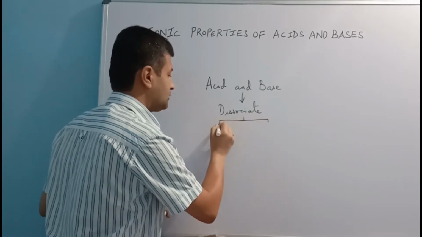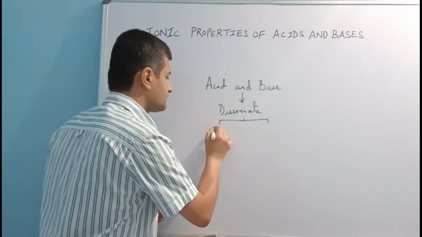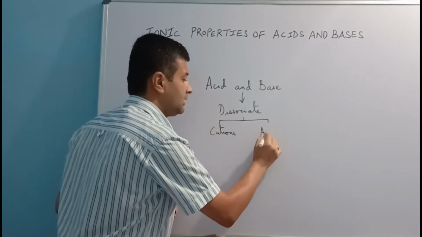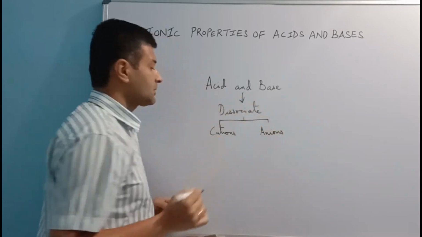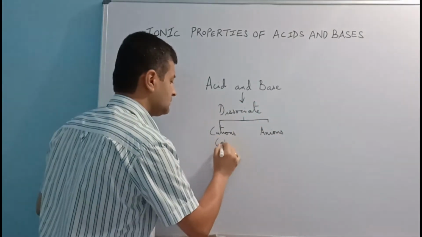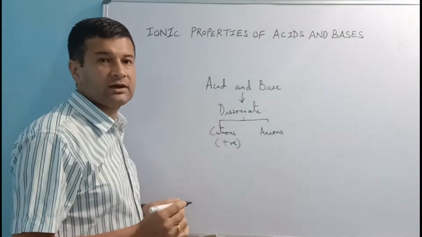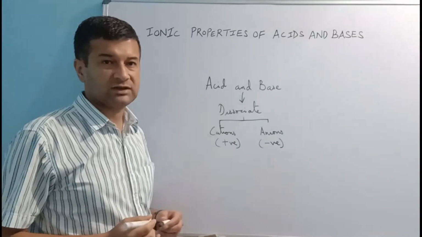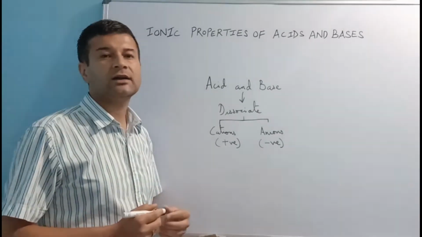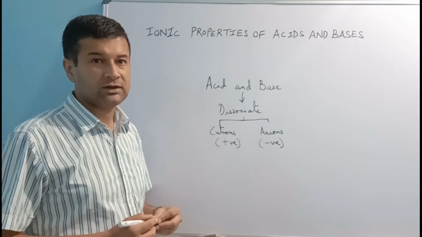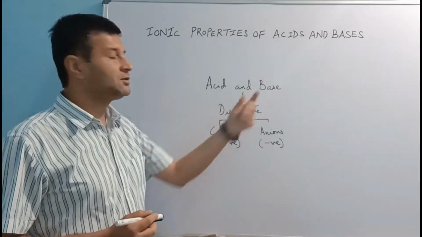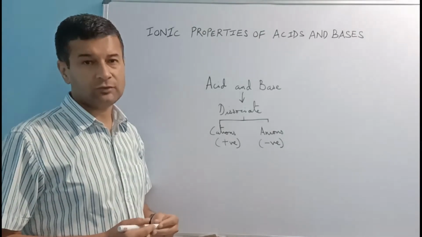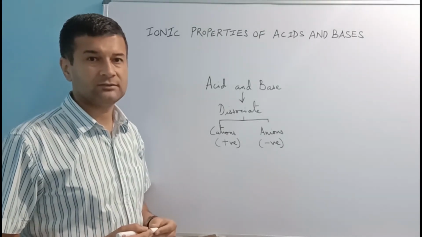And we all know that ions are of two types, cations and anions. Cations are positively charged and anions are negatively charged. And these ions are free to carry charge. Therefore, acid and base, when dissolved in water, form an aqueous solution, and then in aqueous form they conduct electricity.